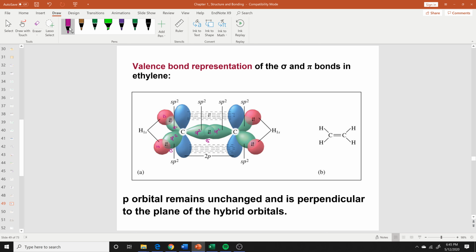Here you do the same thing. This is the sp2 hybrid orbital that overlaps with the 1s hydrogen orbital. So the total number of sigma bonds is going to be 5.